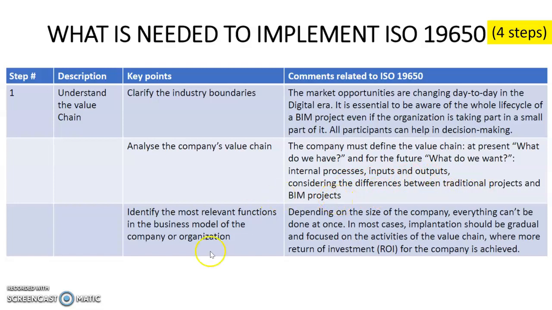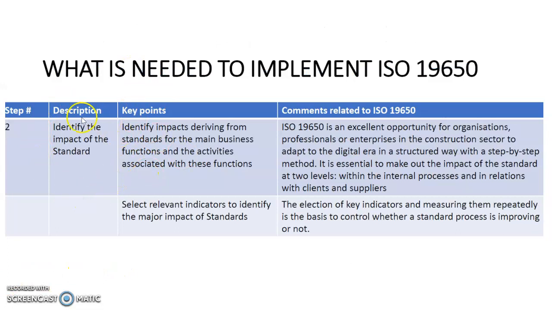The company will need to identify the most relevant functions in the business model of the company or organization. Depending on the size of the company, everything can't be done at once. So in most cases, implementation should be gradual and focus on the activities that are of most value on the value chain, or where the return on investment can be higher compared to the other activities.